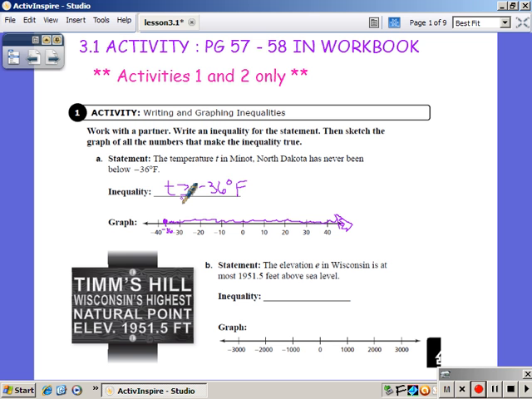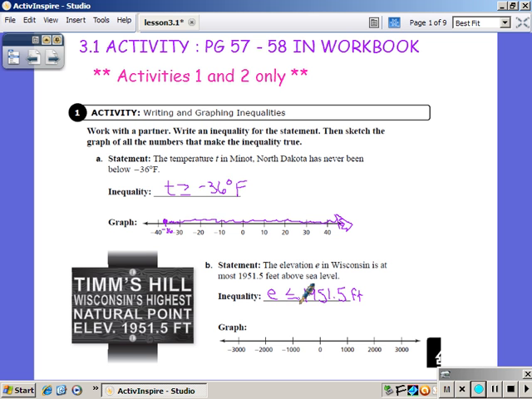For part B, this time we're told the elevation is at most. So that elevation E, we're comparing to 1951.5 feet. At most means that's the highest level it can reach. So all other values need to be less than or equal to that 1951.5. Yes, it can equal that. It tells us Tim's Hill is that height.